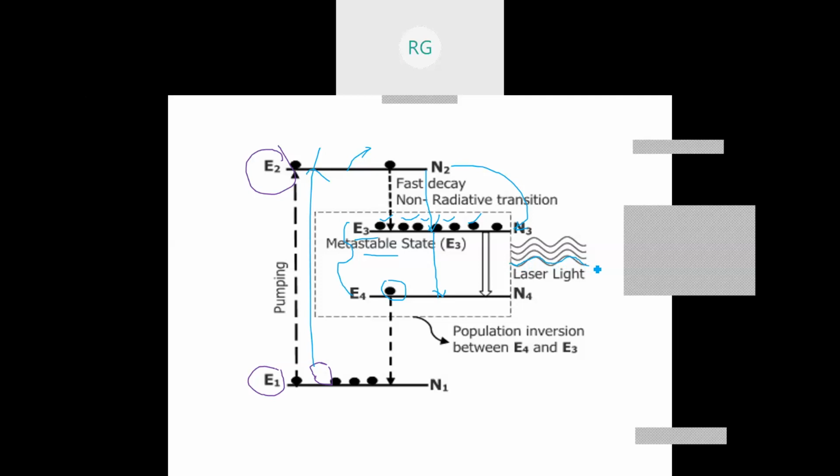Hence, we can see that here the population inversion will help us to get a coherent beam coming from E3 to E4. After the atoms reach E4, they don't stay there because it is not a metastable state, it is a normal state. Thereby, after the lifetime, they will fall down. So population inversion is between E3 and E4.